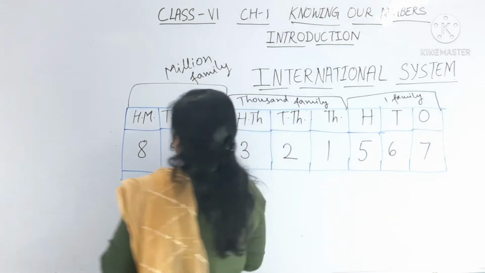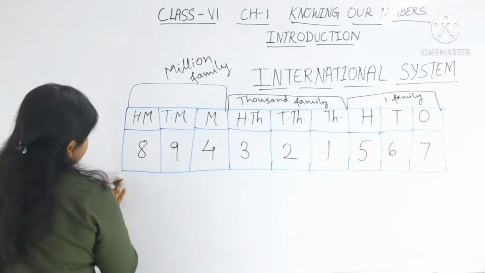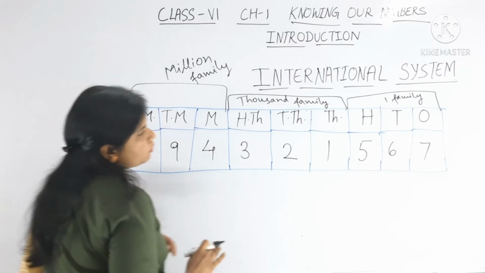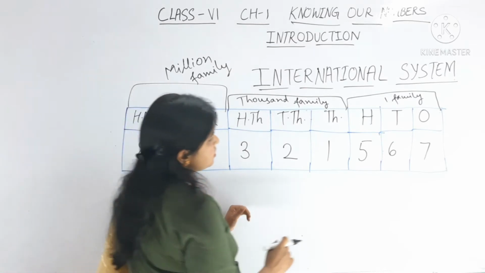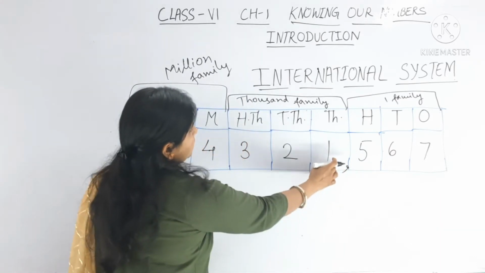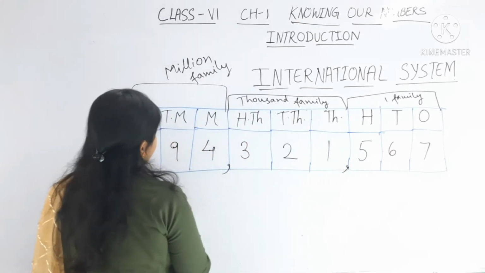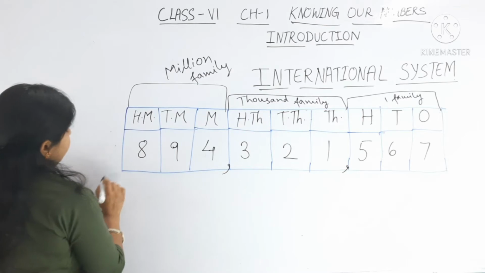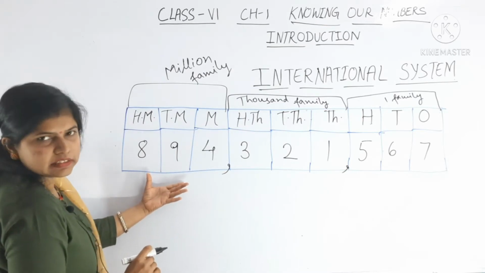These are in one family. So how do you write? First I will put commas. How will you put commas in the international system? After one family we have to put a comma here, then after these 3 you have to put a comma here, and then this is the last one.